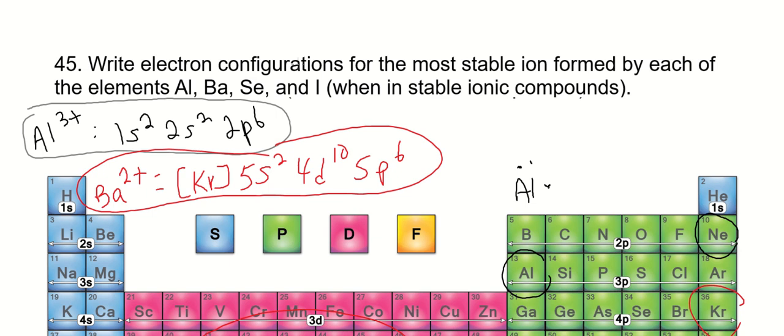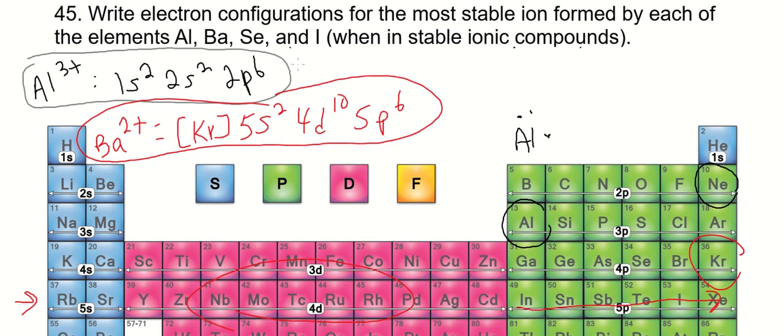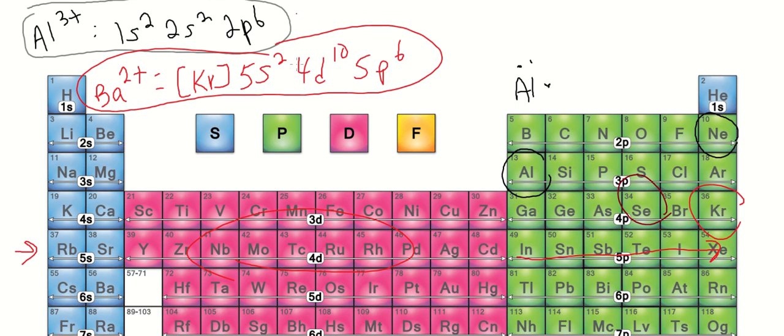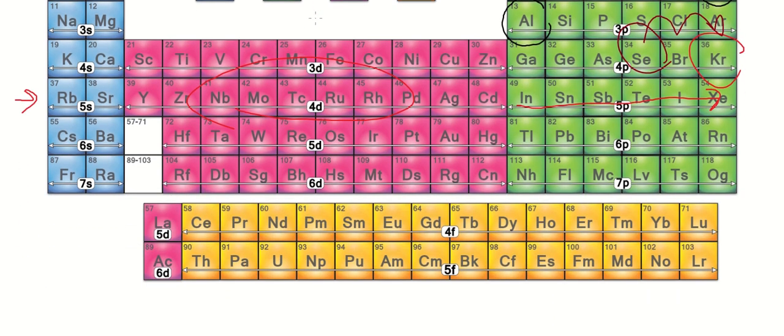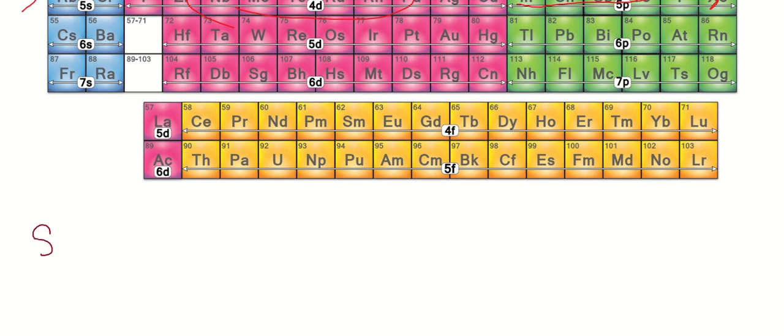What's next? Selenium is in this green block, so I'll go with a contrasting maroon. Selenium is a nonmetal, so it's going to gain 2 electrons. It's not going to lose 6 to get to 18. Rather, it's going to gain 2 to fill all its sublevels and get 36. So selenium is going to gain 2 and become the 2 negative anion.